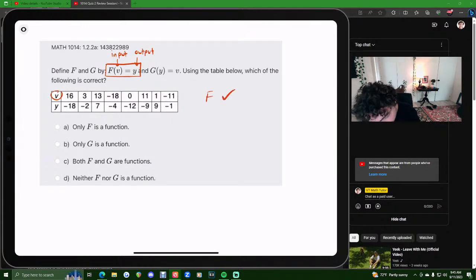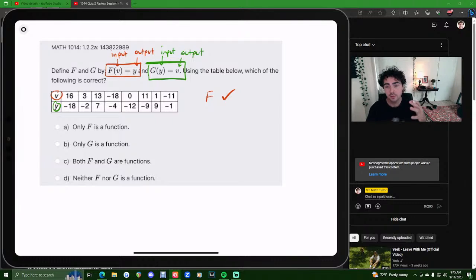So now we check function g. Function g has inputs of y and outputs of v. So to identify whether g is a function, we need to scan through the inputs, the y values. We scan through the y values because they are the inputs of g. And we ask ourselves, are there any repeated y values?